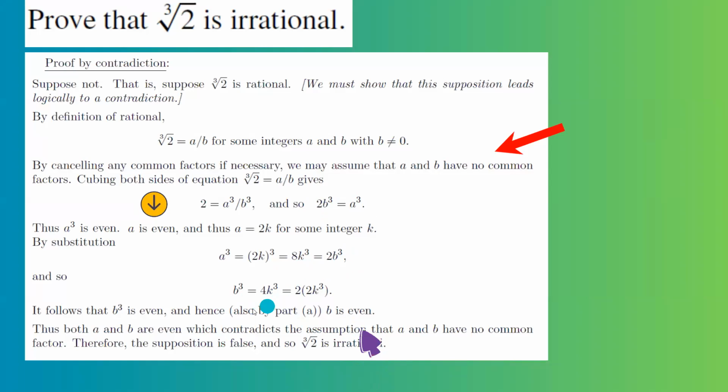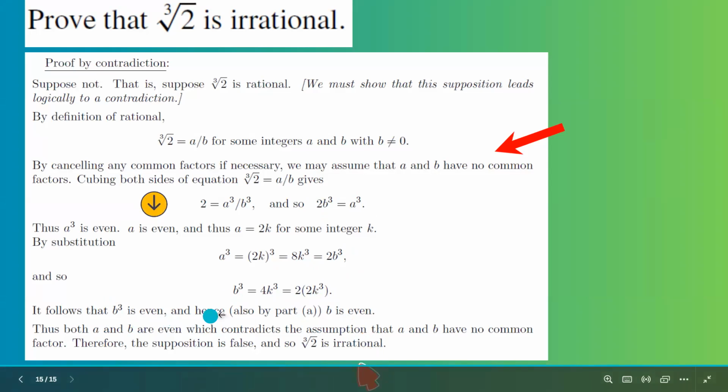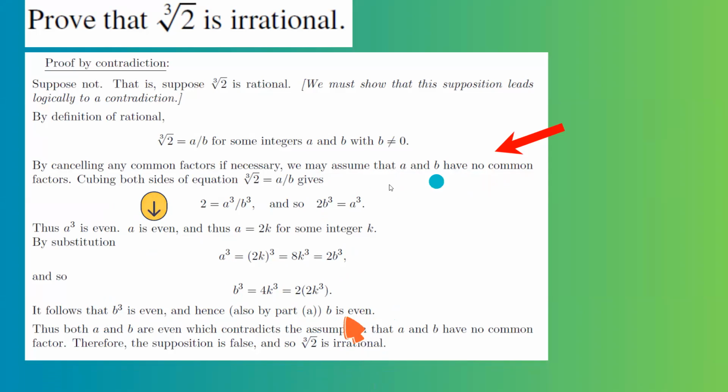So b cubed is equal to 2 times an integer. What's the meaning of that? It means that b cubed is even, and then b is even. The contradiction is because of these two: a is even, b is even. It means that they have common factor 2, which is a contradiction with the assumption that there is no common factor between a and b. So since we got to a contradiction, it means that this statement is false, so its negation is true.